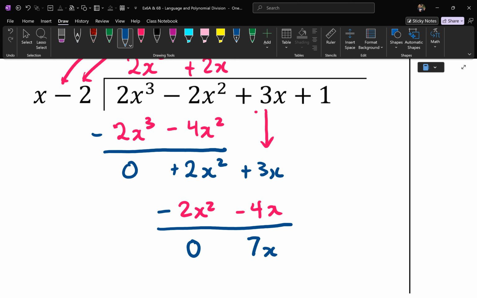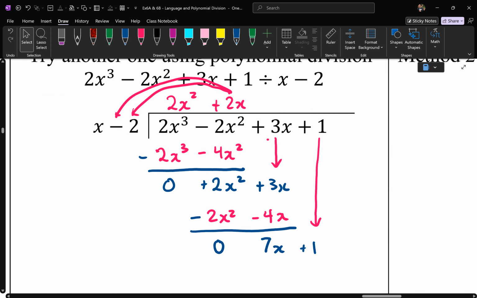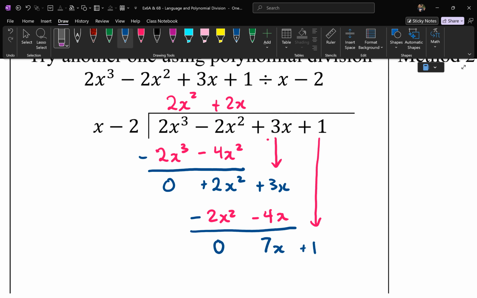And then what's the next step? Can I please have Ben? What do you do next? Very good. That's your next digit. Bring the 1 down. You've got a plus 1. And you start the algorithm again. You ask yourself, what do I now multiply to x minus 2, which really just means focus on the x, what do I multiply to x to get 7x? What should the number be?